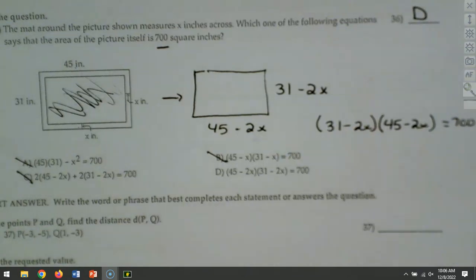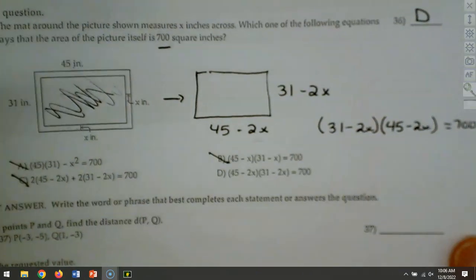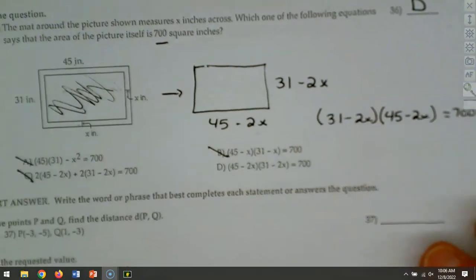And there was no way to really do it without working it out completely. We also ask about 37. And 37 is the distance formula. So we did the 36, we just did that one. So we're going to look now at 37. And I'm going to work this one about halfway out.